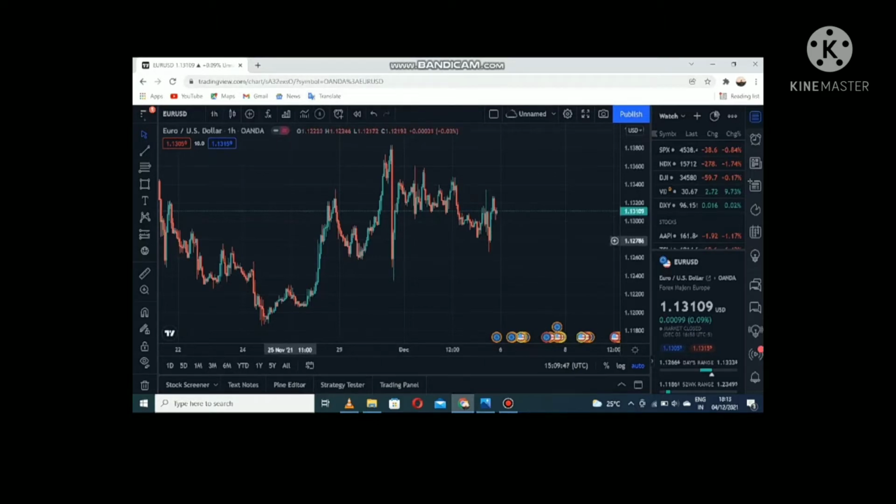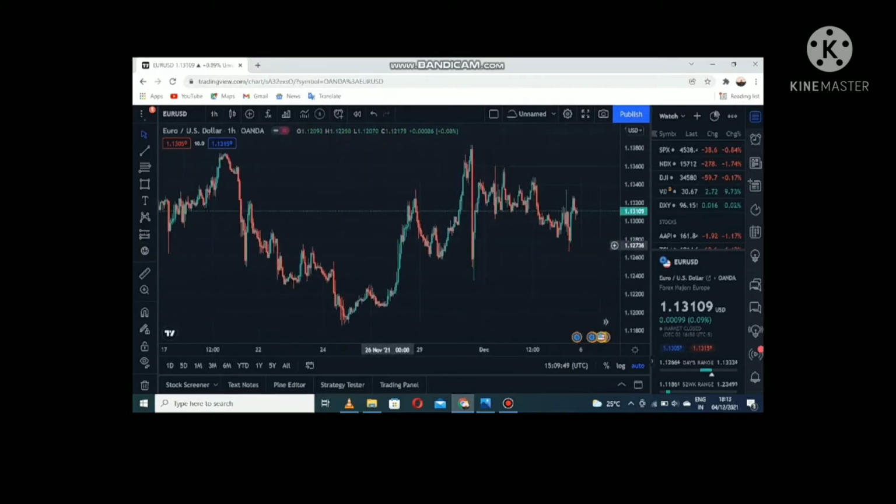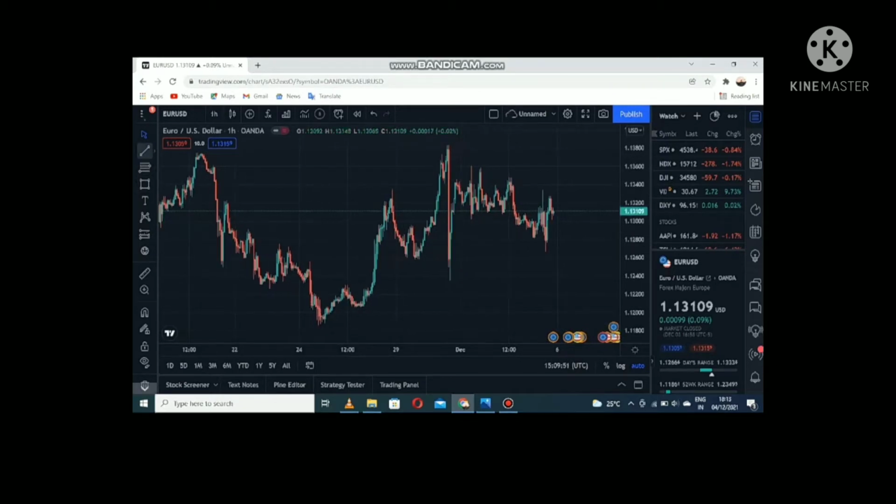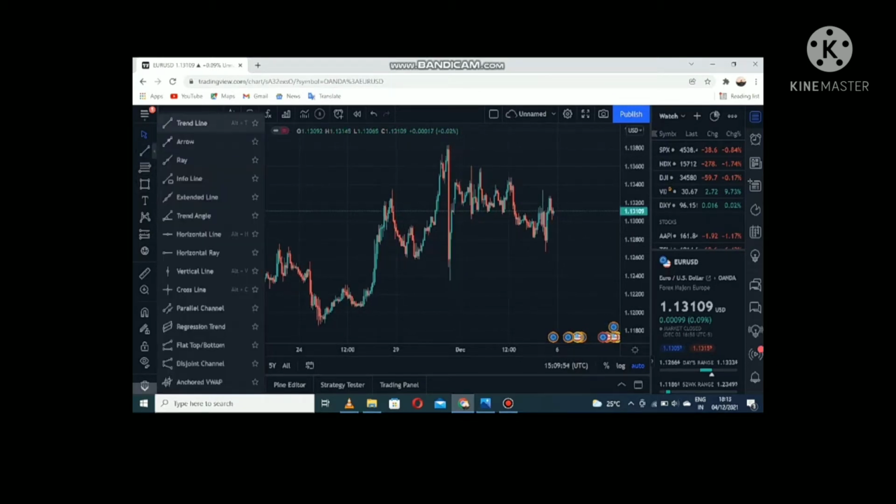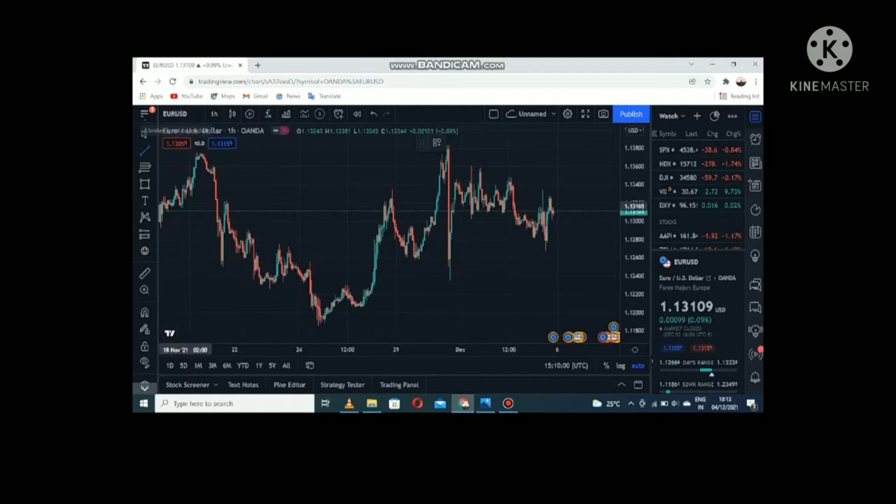So let's get straight to the point. Basically, you're going to be using tradingview.com, as you can see. We have our technical analysis tools there. We're going to be analyzing Euro USD, as you can see.